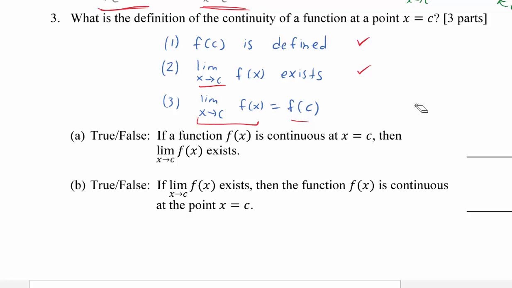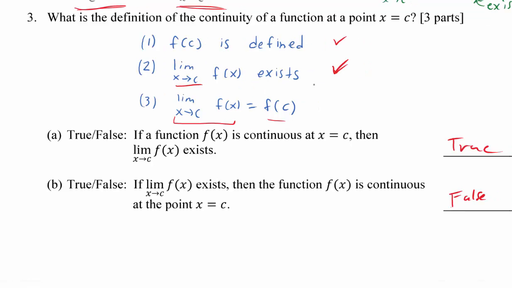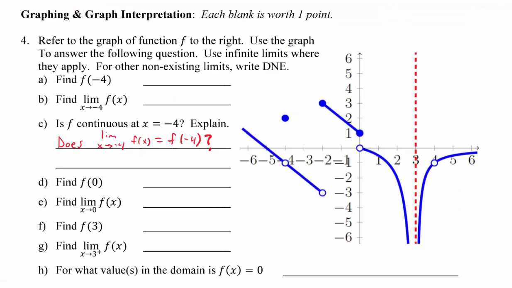True or false, if a function f of x is continuous at x equals c, then the limit as x approaches c exists. If it's continuous, yes, the limit must exist. So this is true. Okay, if the limit as x approaches c of f of x exists, is that sufficient to show f of x is continuous at the point? The answer is false, because that is only one of several of the conditions. It might not be defined there, even though the limit exists.